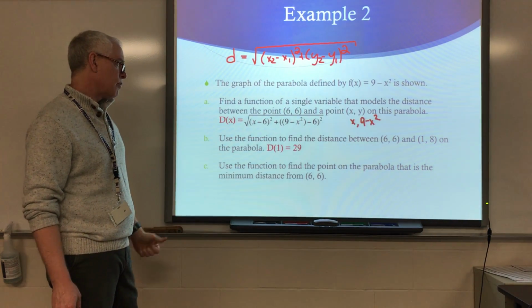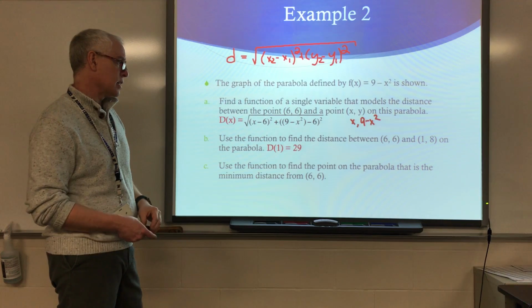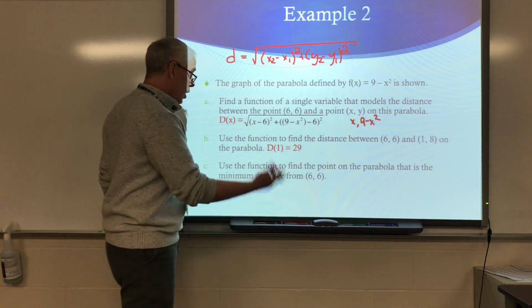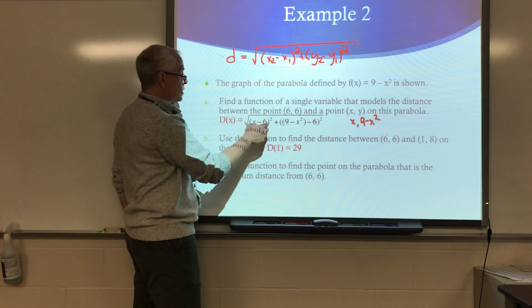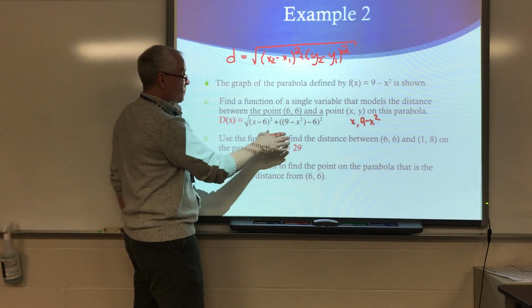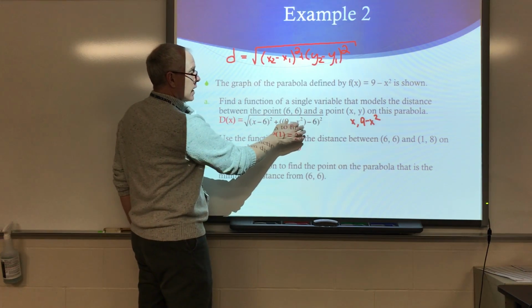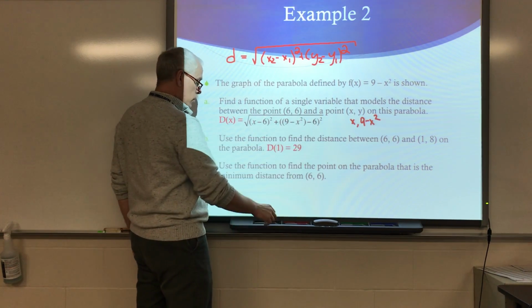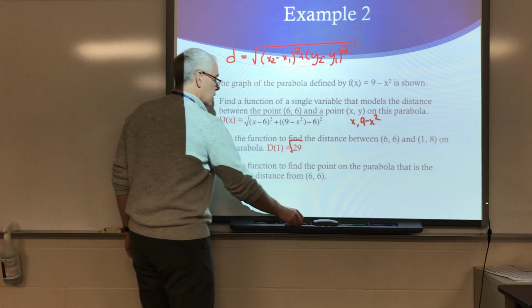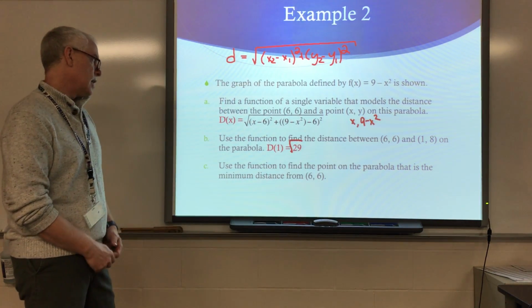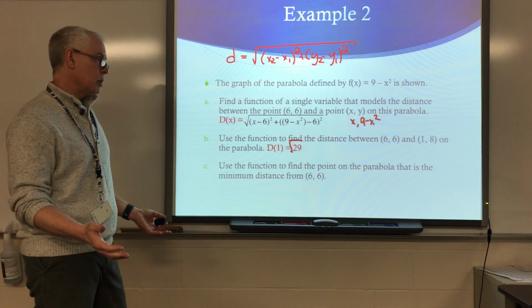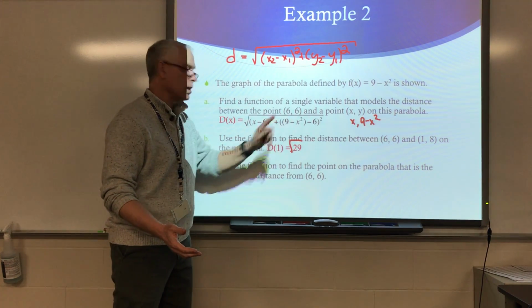Okay? Use the function to find the distance between 6, 6 and 1, 8. Well, that's going to be d of 1. In other words, I'm putting a 1 back into this equation. So 1 minus 6 is negative 5 squared is 25. 9 minus 1 is 8, minus 6 is 2, squared is 4. So you get 25 plus 4, 29, and the square root of that. So the square root of 29 is that distance between 6, 6 and 1, 8. I didn't need the 8 because the 8 was generated by putting the 1 into here.